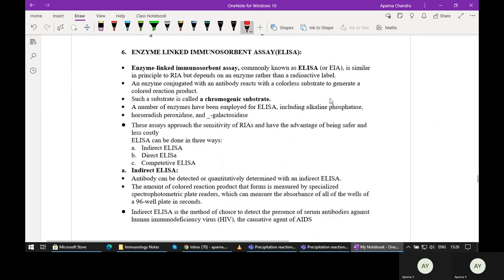But here in ELISA, what are we using? We are using an enzyme. And why are we using an enzyme? Because it is the cheapest source.